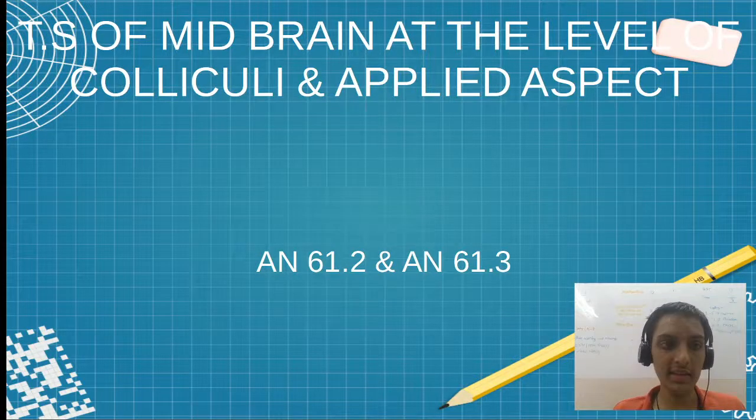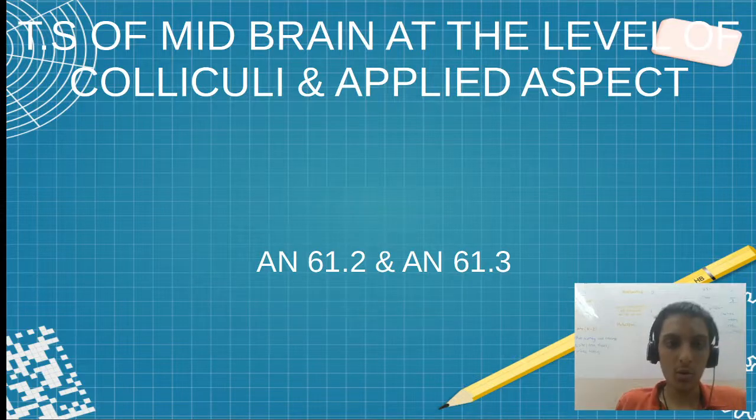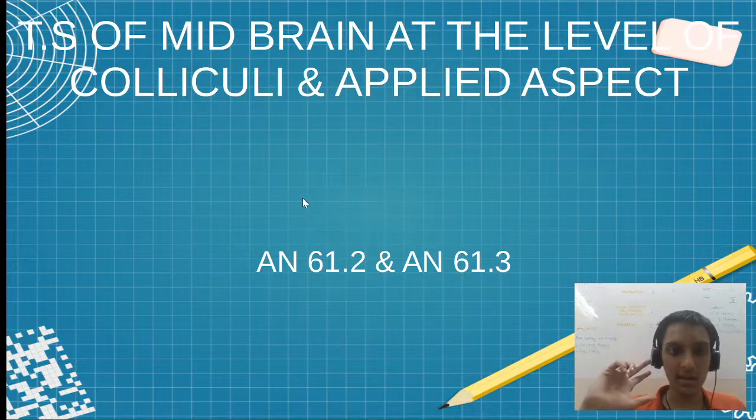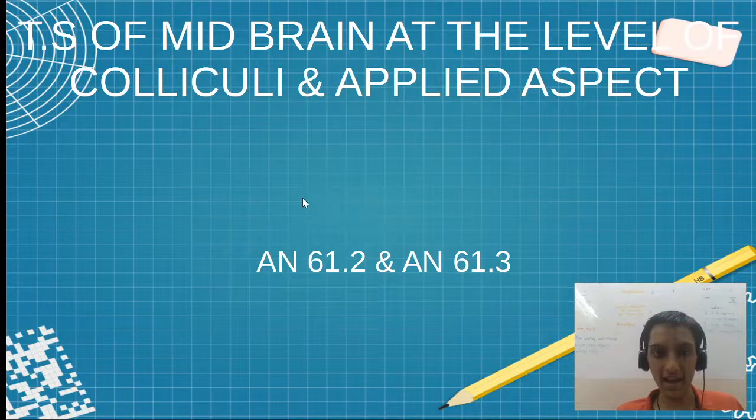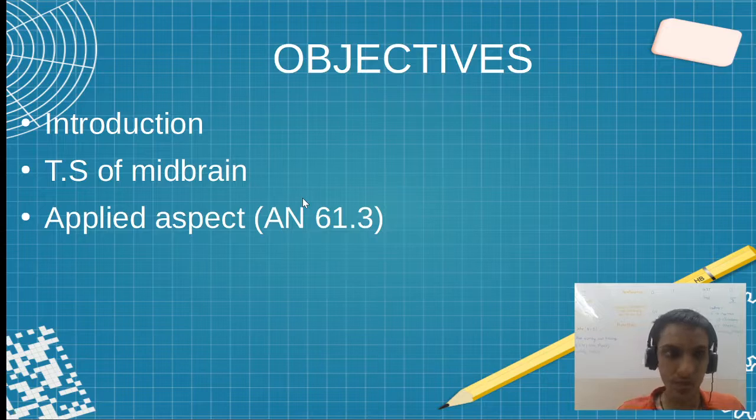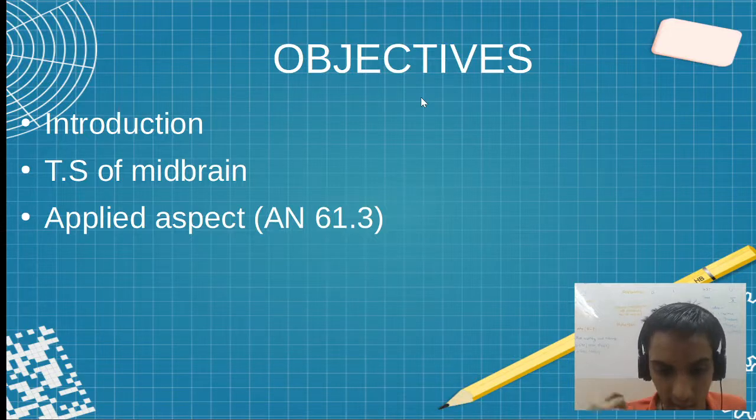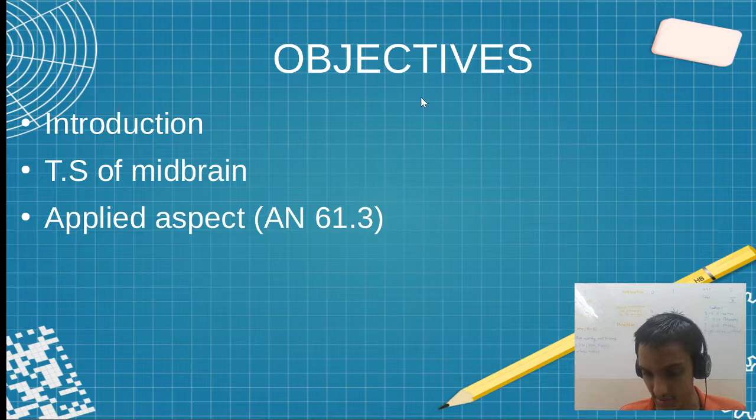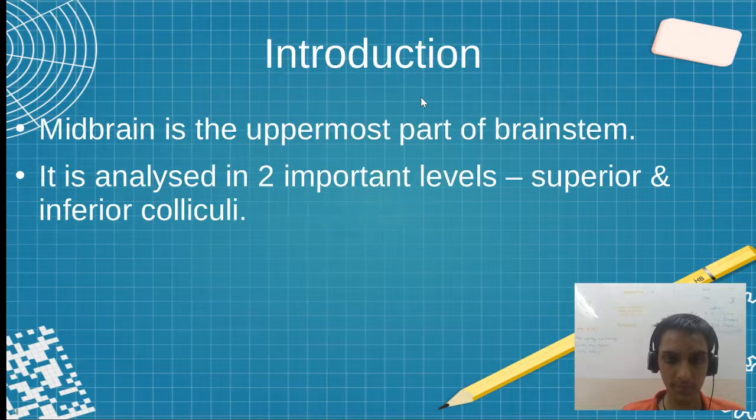Hello friends, in this video we are in the brainstem series. Now we will discuss here the midbrain, the first part of the brainstem, with the sections and the applied aspect. So what we will see: introduction, TS of midbrain and applied aspect. In applied aspect, mainly Weber syndrome and Benedict syndrome. That's what we are going to see. Okay. Let us see with the introduction.